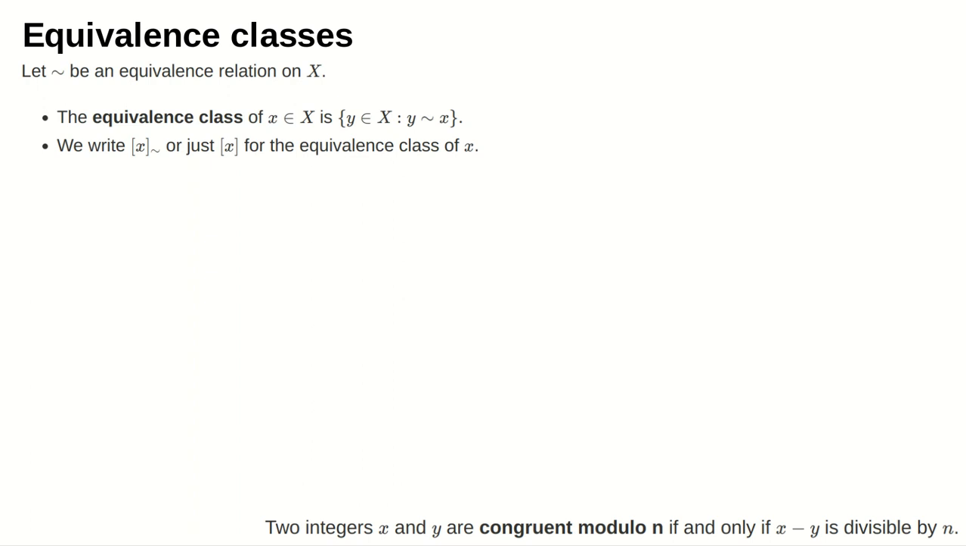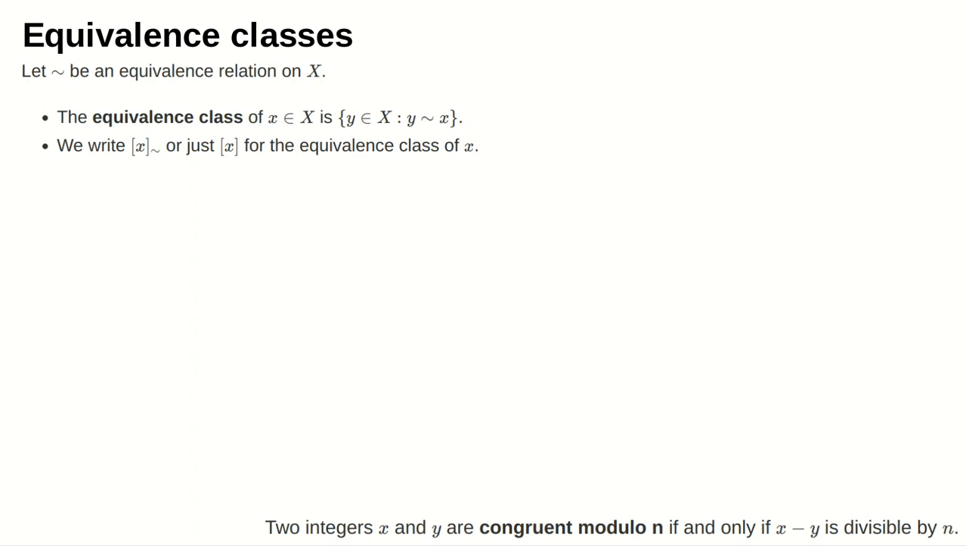In those circumstances, we define the equivalence class of an element of our set X to be the set of all things Y which are related to X under this equivalence relation. And we then have a piece of standard notation for the equivalence class of an element little x in big X, which is square brackets x, or sometimes square brackets with a subscript tilde, to remind ourselves which equivalence relation we're working with.